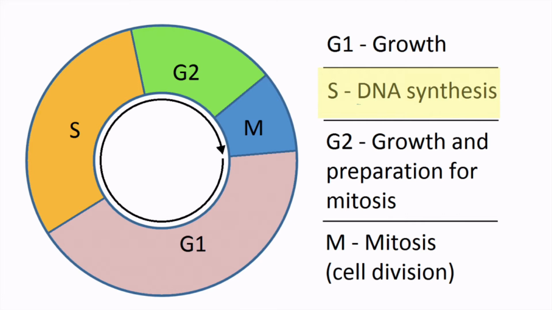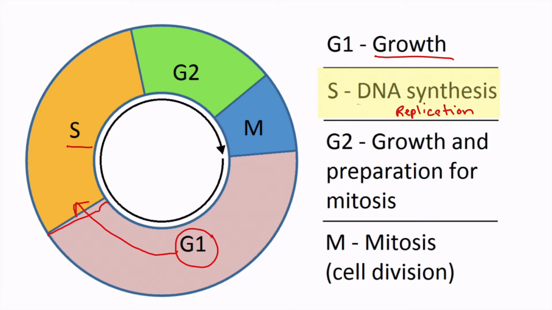The cell starts in a G1 phase, which is a growth phase. And basically, the cell grows to its mature size, and at the end of that growth phase, the DNA starts to replicate itself. So this word synthesis can be replaced with the word replication. They're really the same thing, and more on that in a moment. But the process from G1 to the S phase takes a set amount of time.